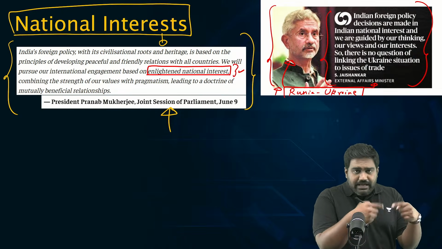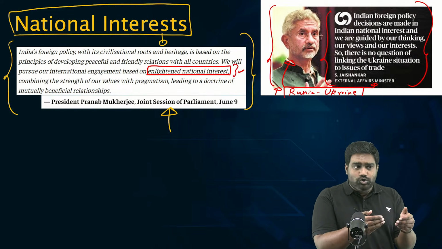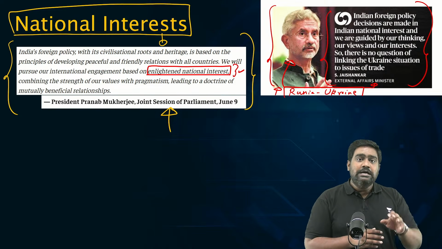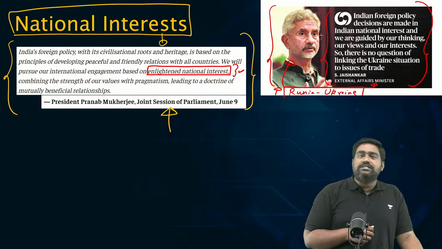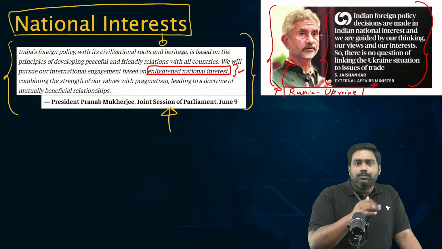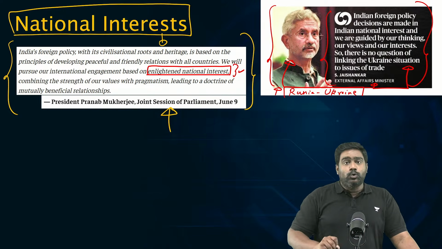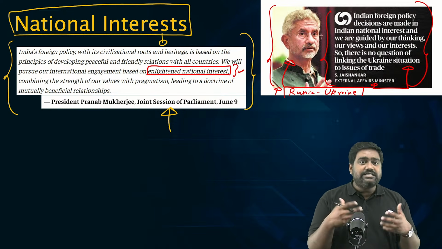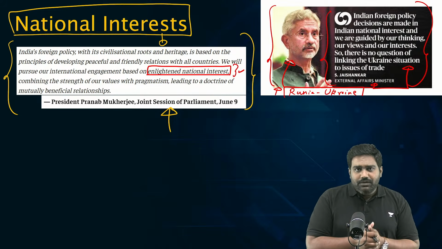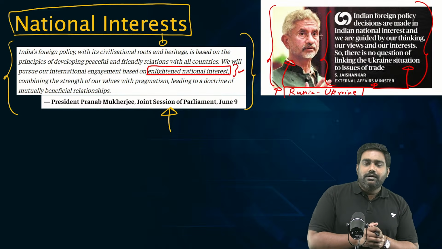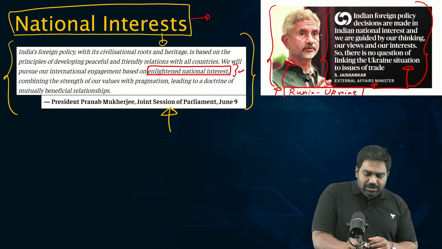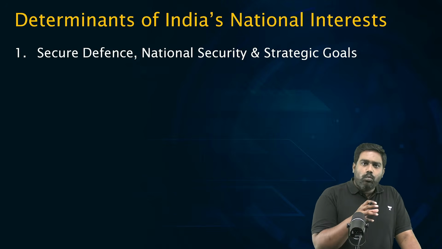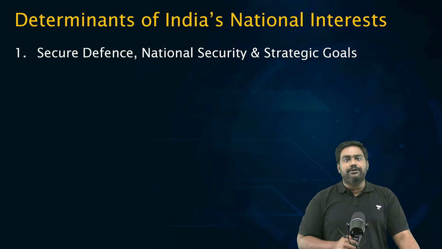That is the reason why we have such a policy, a balanced approach towards the Ukraine war, where we are neither 100% siding with Russia, nor are we moving away from the West completely. It's a very balanced position that India has taken to ensure that our overall national interest is protected. So these statements by the leadership of the Indian government clearly tell you why national interests can be so important. So we need to understand what factors are defining these national interests.